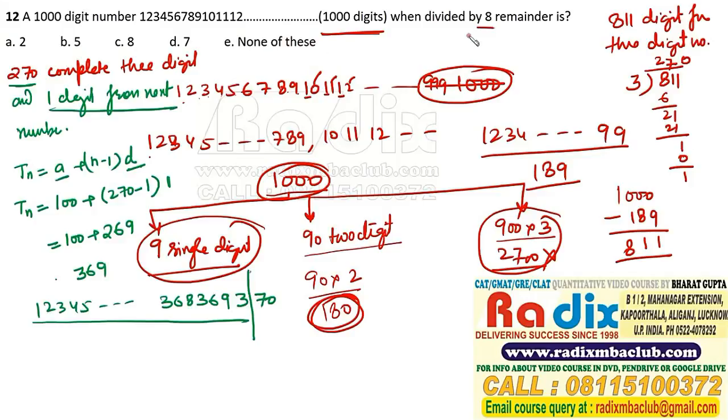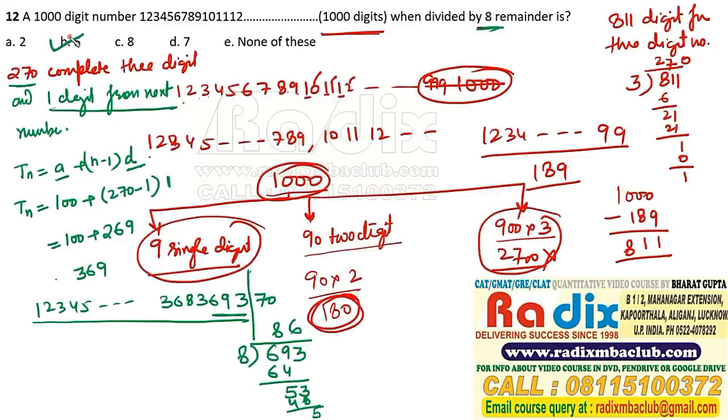and we have to divide it by 8. So we will check only the last 3 digits. 693 when divided by 8, this is 64, 48, remainder would be 5. Answer is B option. Okay, we will discuss some more questions on this concept.